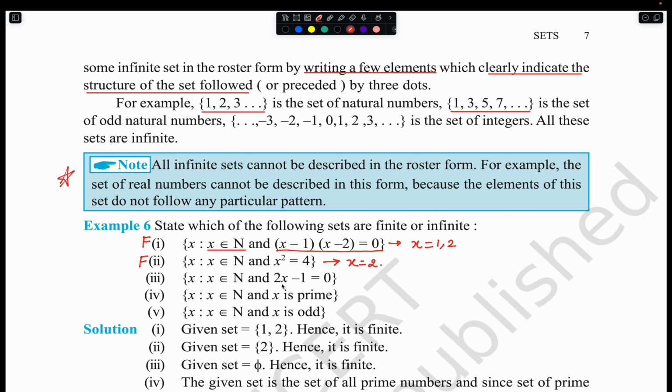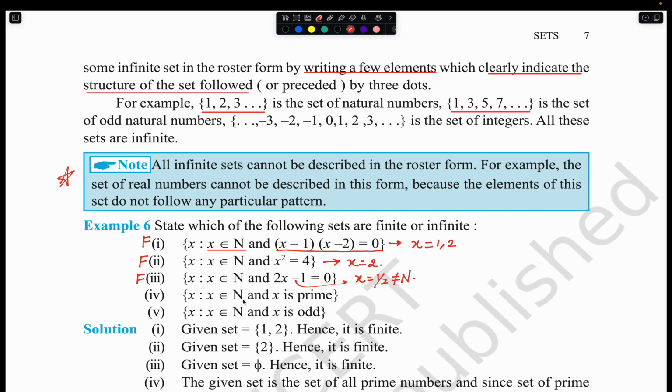Similarly, x is a natural number and 2x minus 1 is equal to 0. We know that the solution of this equation is x is equal to 1 upon 2, but it is not a natural number. So this is an empty set. And we know that an empty set is also a finite set. So this is also going to be a finite set.